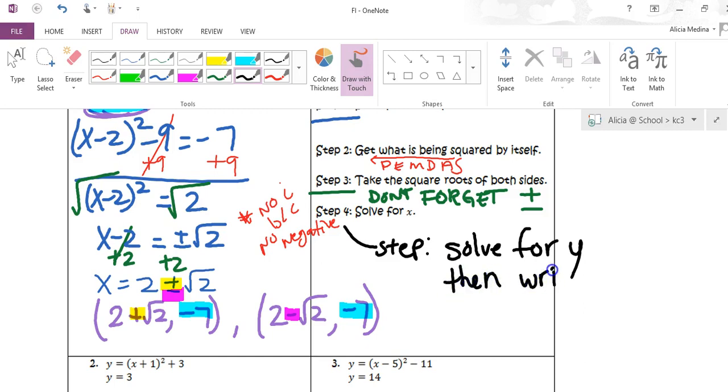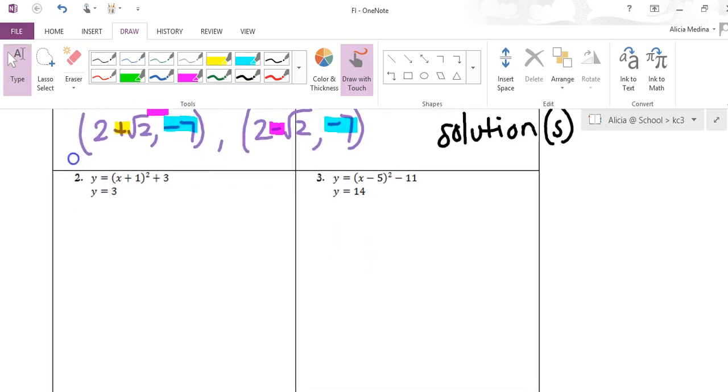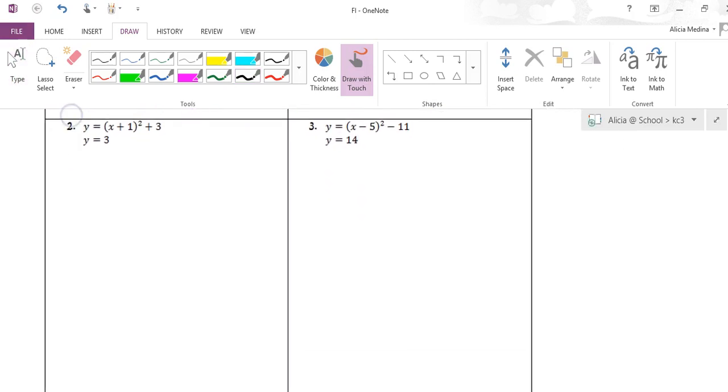Then write solution. And I'm going to put it into parentheses because it could be more than 1, just so that you remember to go back and actually state the answer and not just jump after you solve for that one variable.